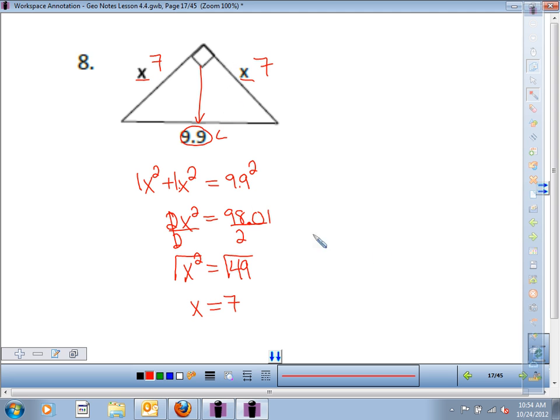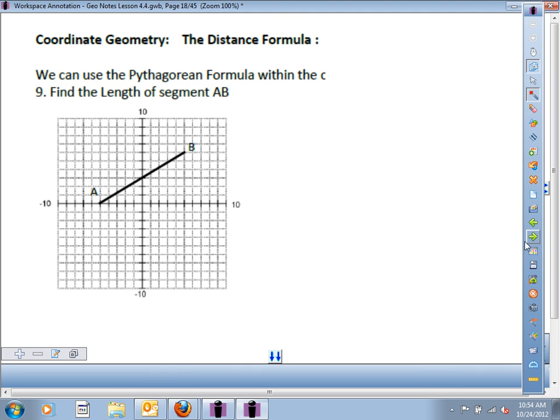Okay, that's the Pythagorean theorem. And what we can do is use that Pythagorean theorem within the coordinate plane to find the length of a segment. Now, if it was directly up and down, let's say the distance from B to C here, that would be easy because all we would do is go 1, 2, 3, 4, 5, 6. We would just count.